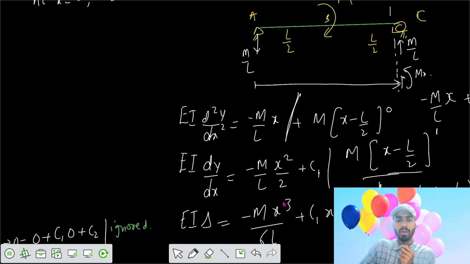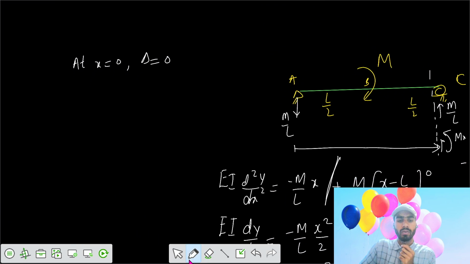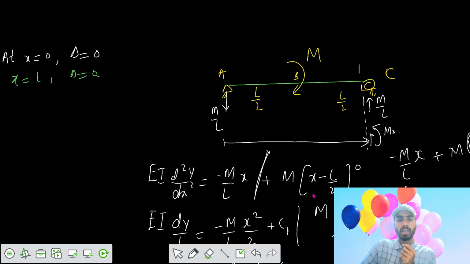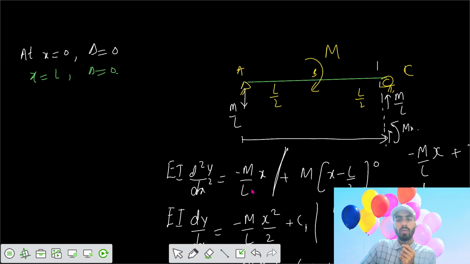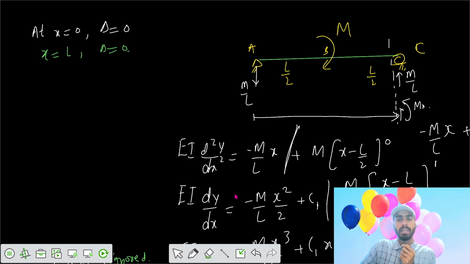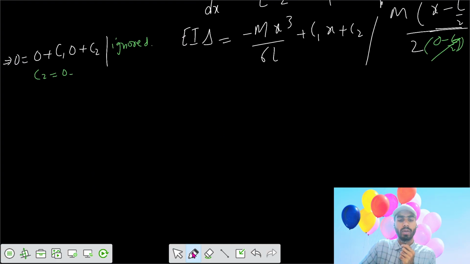Then after that we have one more condition. At x equals L, we also have delta 0, because we don't know how much theta would be there at any point. So delta is 0 at point C, that is x equals L. If you write delta is 0 at x equals L, you can write minus M L cubed by 6L plus c1 into L plus 0.